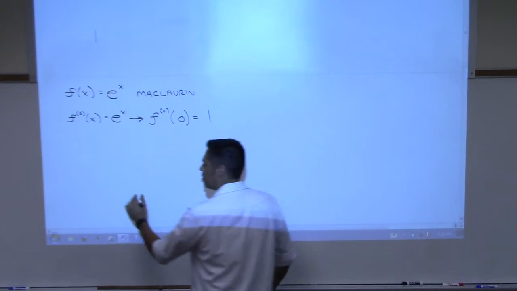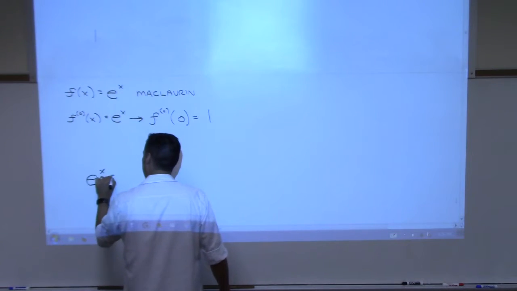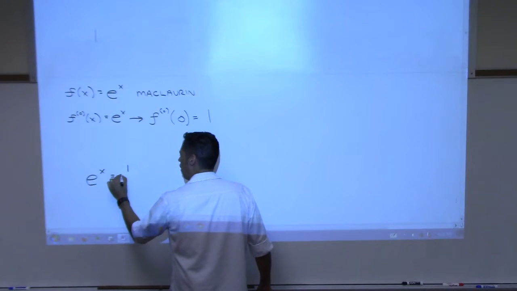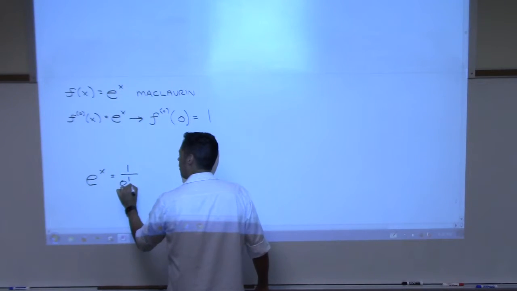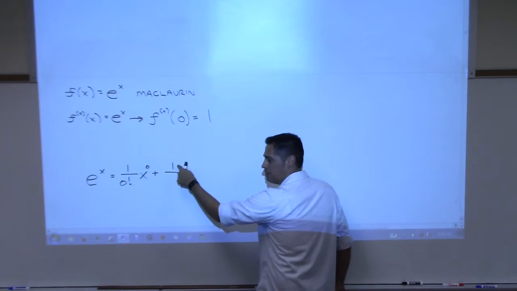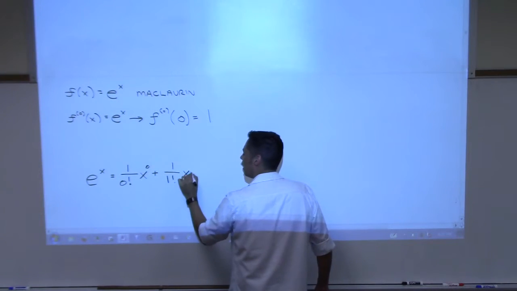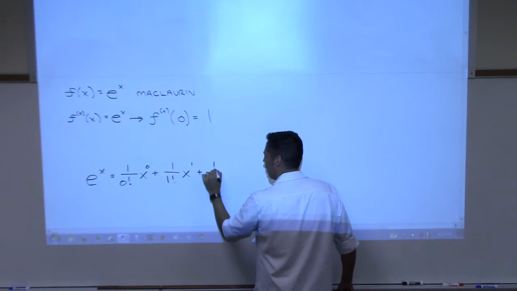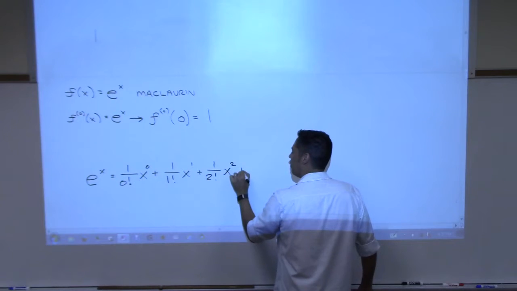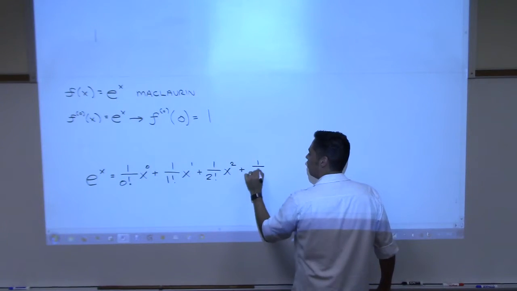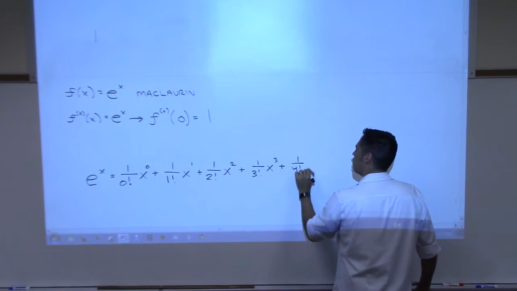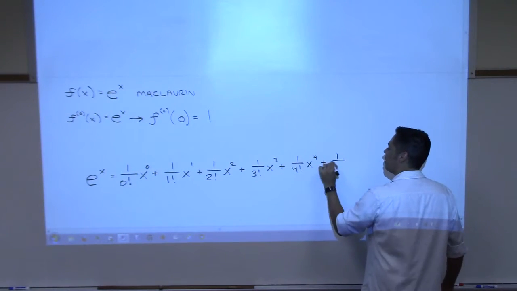So that means when I start to write the power series out, if I follow the formula, the first number I get is 1 over 0 factorial x to the 0, plus the 1 again over 1 factorial x to the first, plus 1 over 2 factorial x squared, plus 1 over 3 factorial x cubed, plus 1 over 4 factorial x to the fourth. You get the point, right?